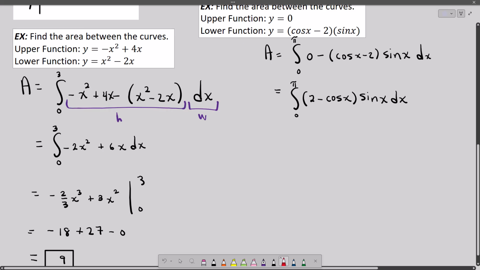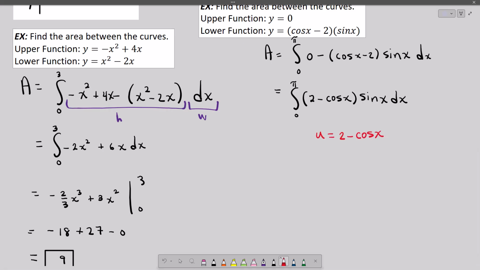Bingo! So if we let u equal 2 minus cosine x, so this is not an RCR. Right? It's not an RCR. The substitution's not linear. But what we notice is that, oh gosh, if we take the derivative of this, we get sine of x dx. So this whole integral can be rewritten as u du.